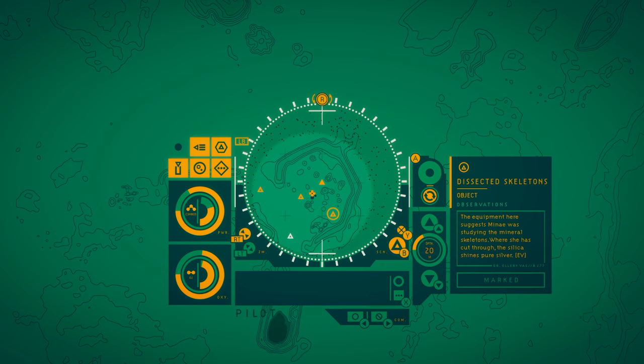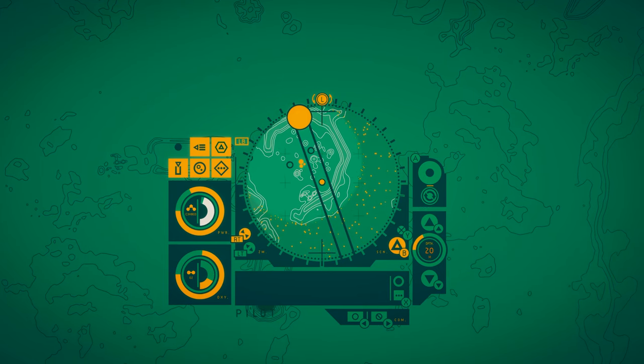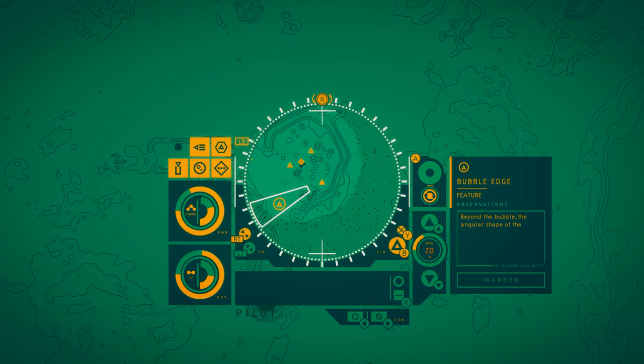Dissected skeletons. The equipment here suggests Minae was studying the mineral skeletons. Where she's cut through, the silica shines pure silver. Bubble edge. Beyond the bubble, the angular shape of the lab's second module sits silent, wrapped with cords of microbial growth. Wait, beyond the bubble?